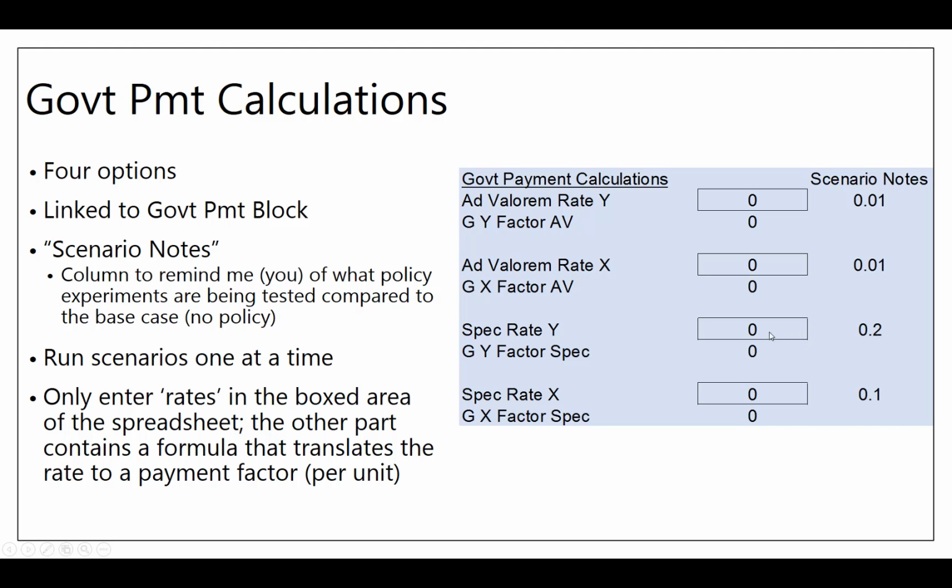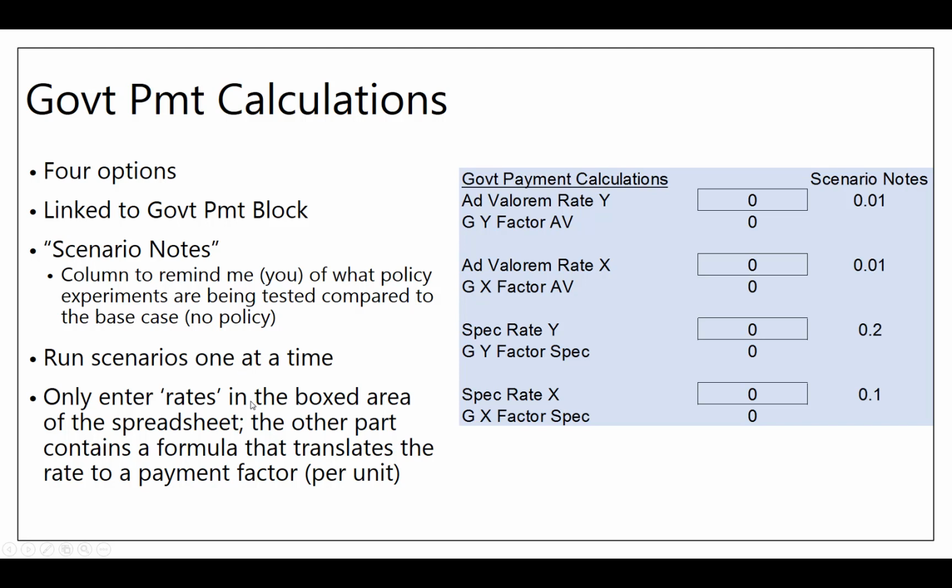You'll put that in there and turn the rest of them off, turn them to 0, no taxes, no subsidies. And then we'll copy this one over here. That'll be our four scenarios that we run. So that scenario notes is just a column to remind me and you of what policy experiments we're supposed to run through and compare each of those to the base case.